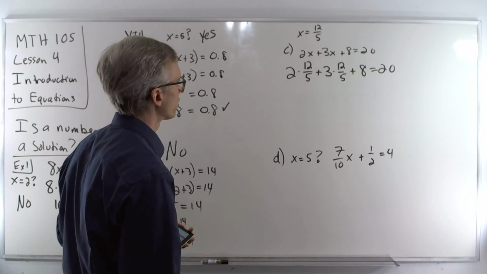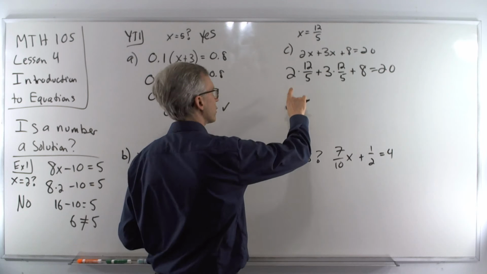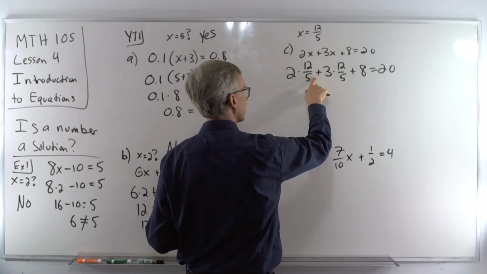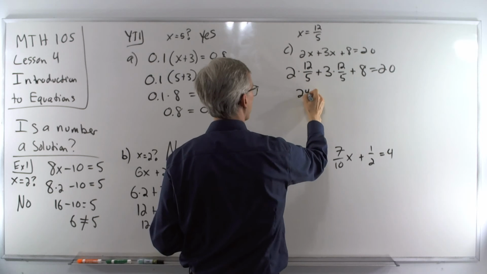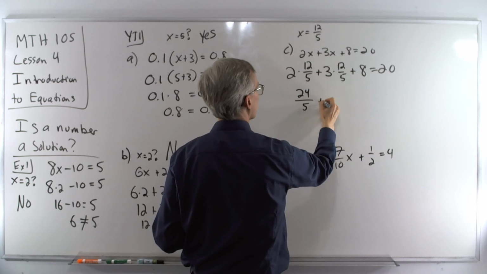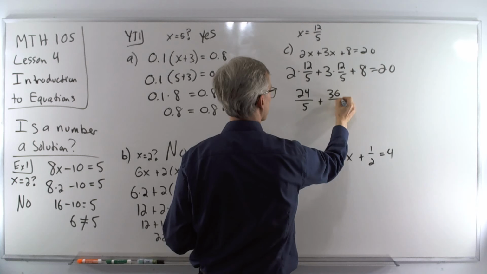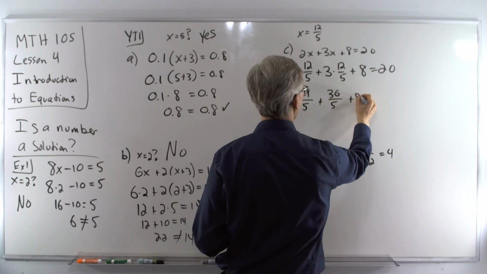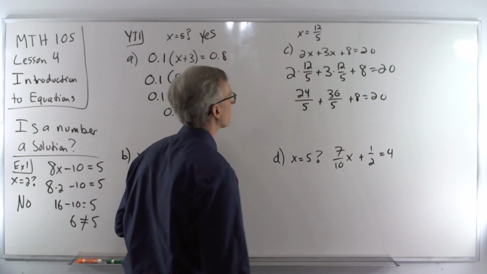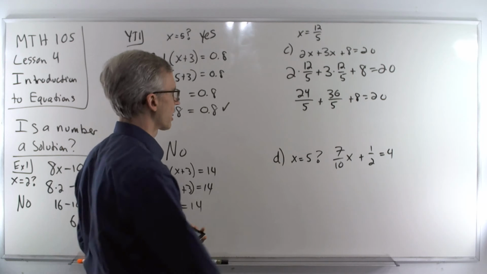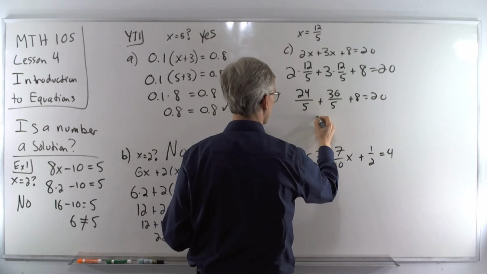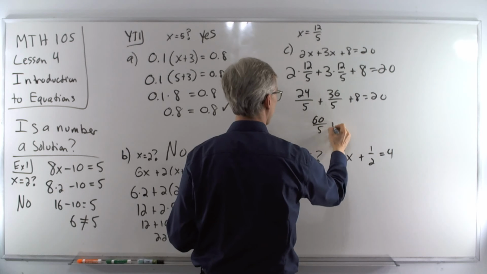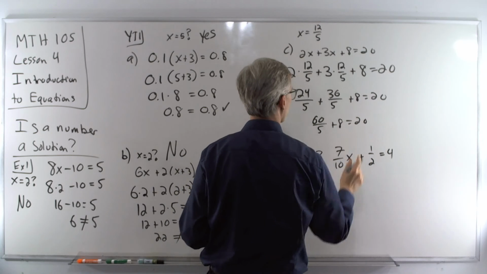All right, now we need to multiply the numbers by the fractions. Remember to multiply by the numerator, keeping the denominator the same. 2 times 12 is 24 over 5. 3 times 12 is 36 over 5. Plus 8 equals 20. And now we already have a common denominator, so we can add these together. 24 and 36 is 60, so that's 60 over 5 plus 8 equals 20.